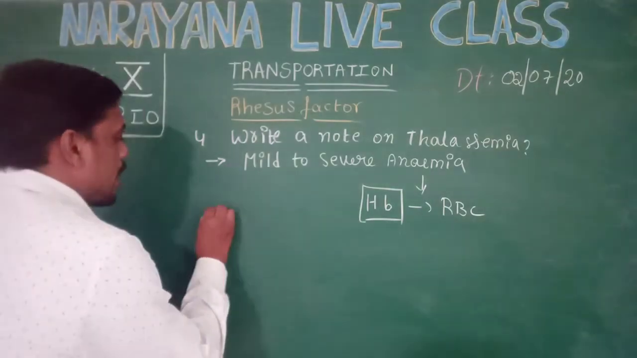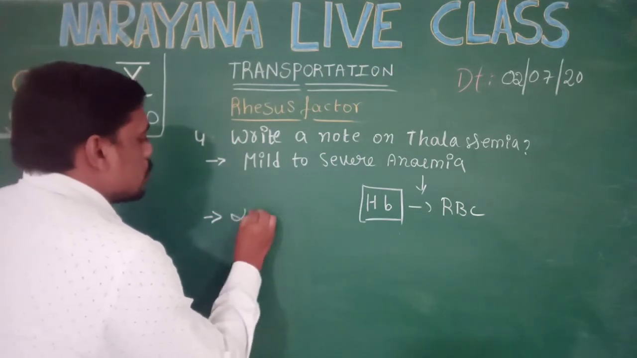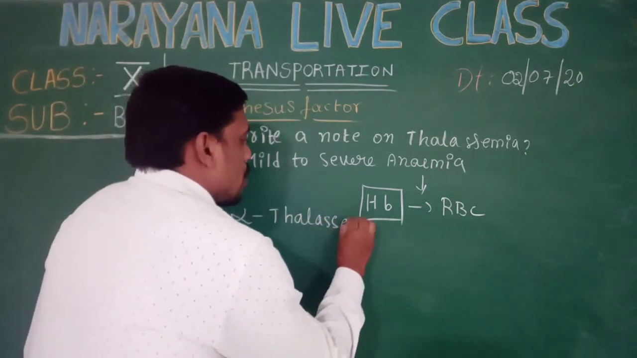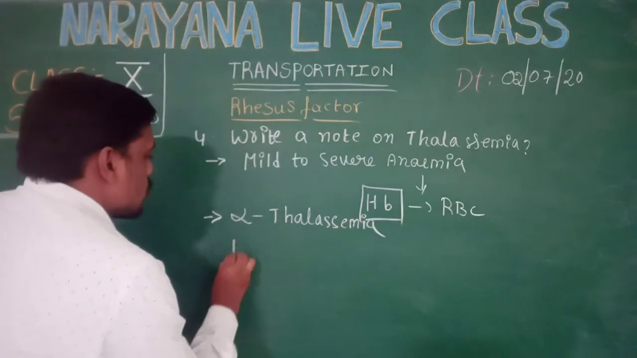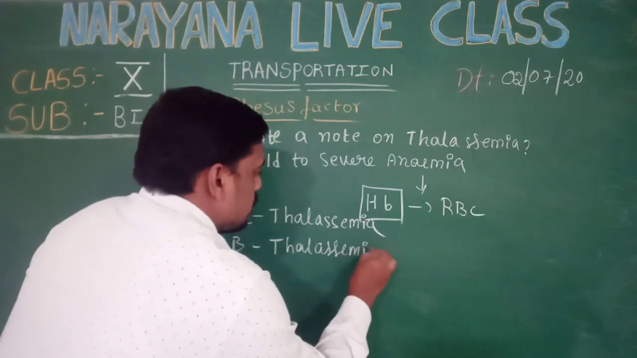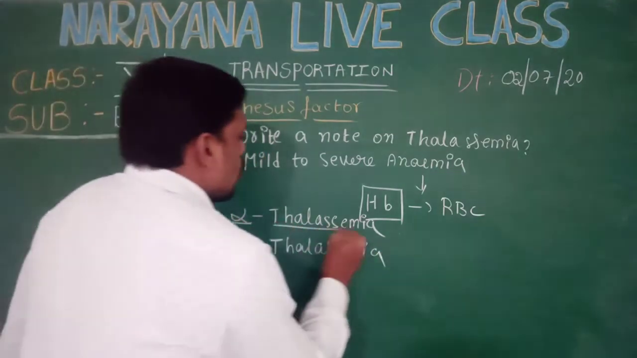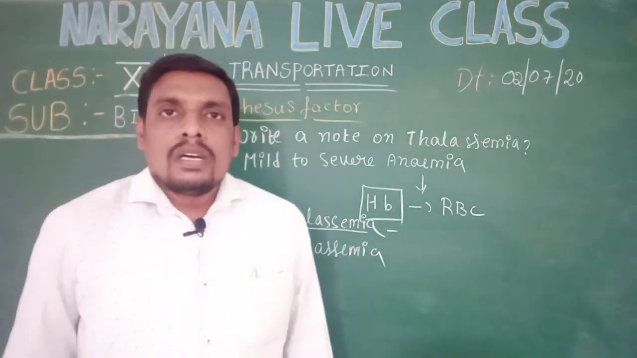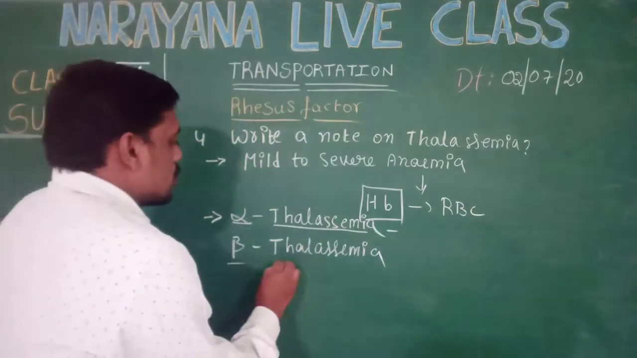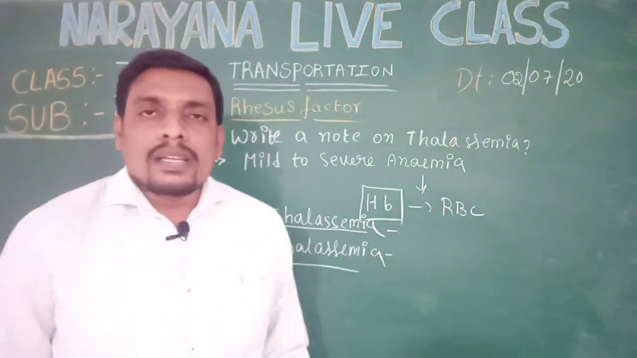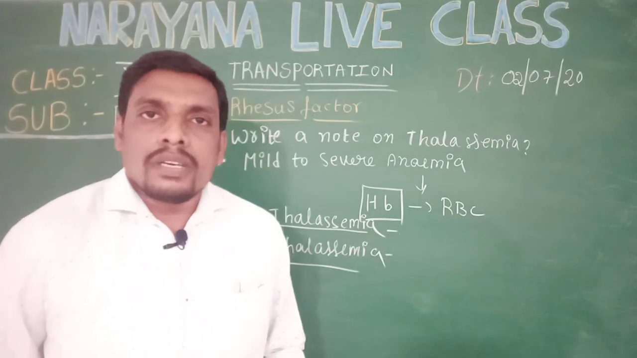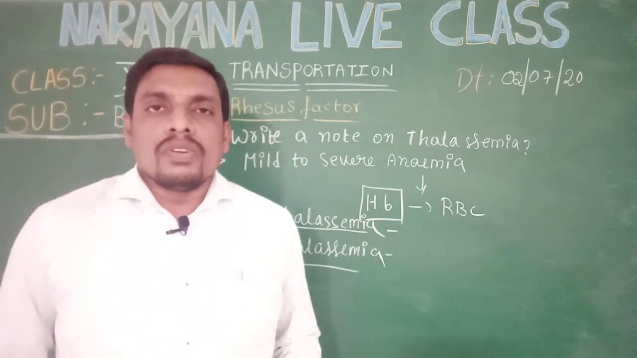Based upon the characters, thalassemia is classified into alpha thalassemia and beta thalassemia. Alpha thalassemia is the most dangerous, with severe anemia seen in 25% of people in the world, whereas beta thalassemia is rarely seen. Beta thalassemia is not much harmful, whereas alpha thalassemia is very dangerous and very harmful to mankind.